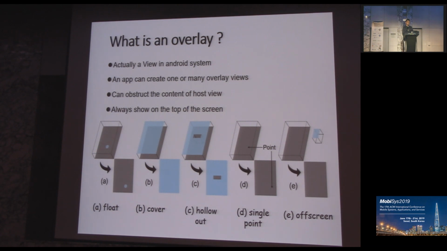One thing I want you to remember is that all the overlays we are talking about in this paper are system window overlays. We divided those overlays into 5 common forms. They are the float overlay, which can be a small area floating atop the screen at an arbitrary location; the cover overlay, which can be a full-screen rectangle that completely covers the host view; and the hollow-out overlay, which can be a hollow-out rectangle that partially covers the host view. The single-point overlay is rather difficult to notice, as is the off-screen overlay, which cannot be noticed by users. For example, the overlay used for a voice call is a kind of float overlay.